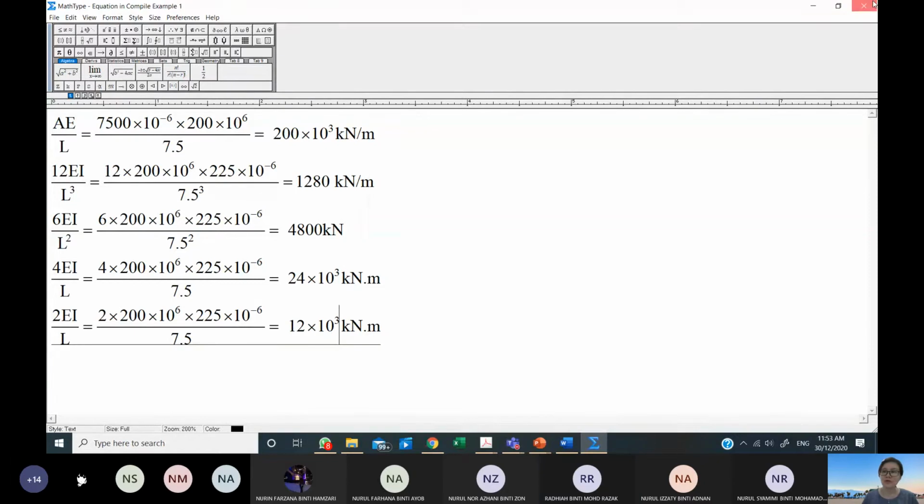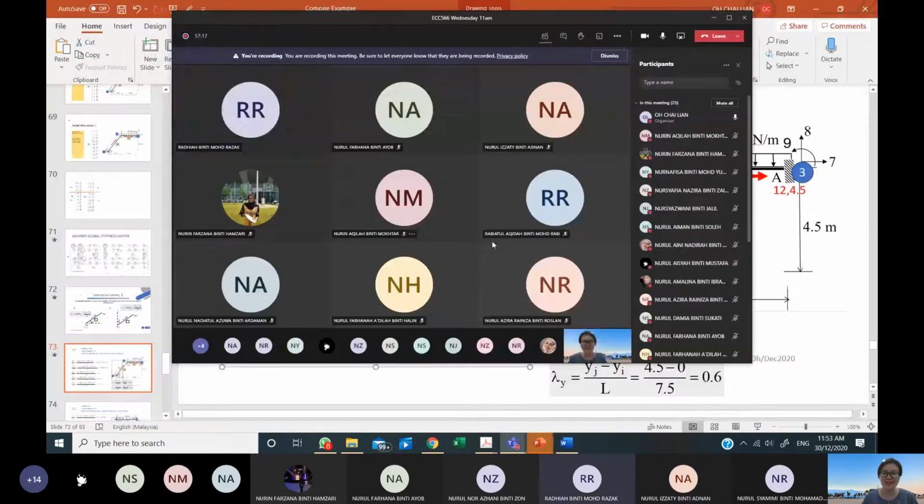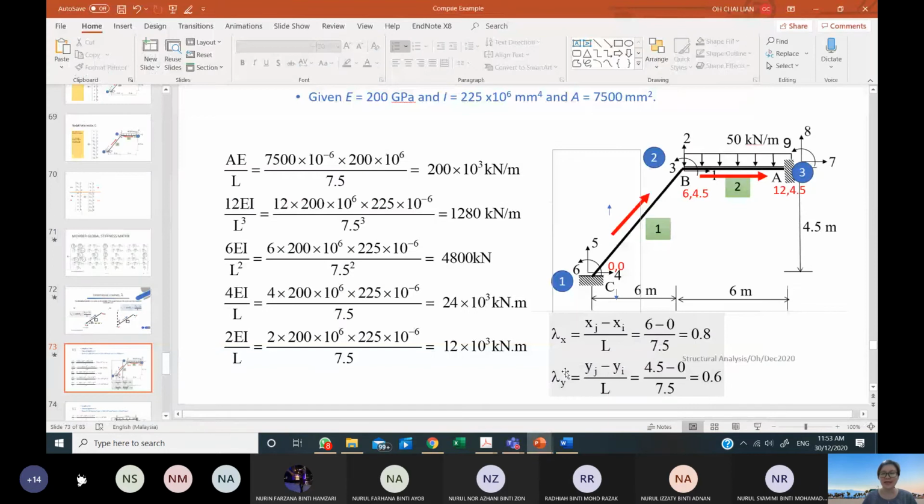Okay, so yeah, this is quite boring, I would say, but it is very straightforward. You just plug it in, and make sure the unit has been changed properly, to kilonewton and meter. If you cannot remember these units, you can remain only the value. There is no problem.